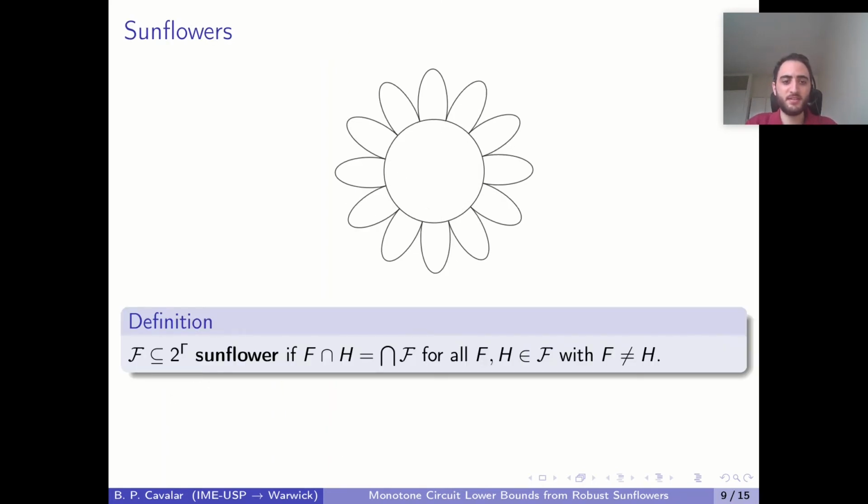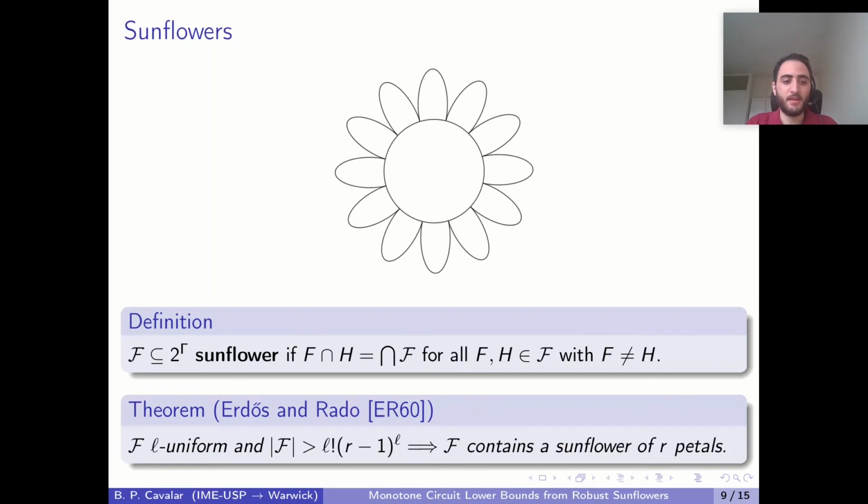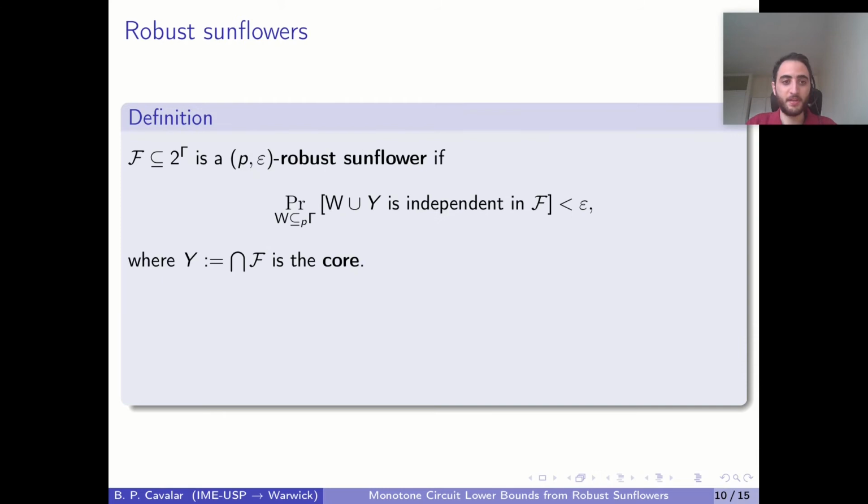So what's precisely a sunflower? A sunflower is a set system such that every two sets intersect at the common intersection of the family, and they are all disjoint outside of this family, outside of the core, I'm sorry. And Erdős and Rado proved that if F is a non-uniform set system and F is this large, then F contains a sunflower with r petals, or r sets.